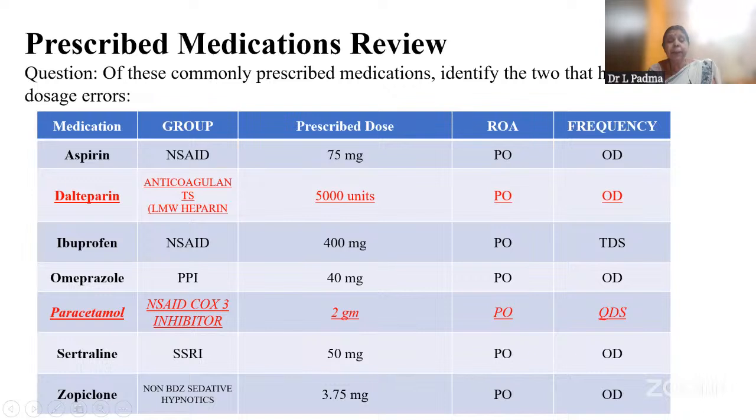Next, dalteparin is an injectable anticoagulant, a congener of enoxaparin, which we are using very daily. It is a low molecular weight heparin, and it is prescribed as 5,000 units. Just now I told you the route of administration, and frequency, of course, is OD.